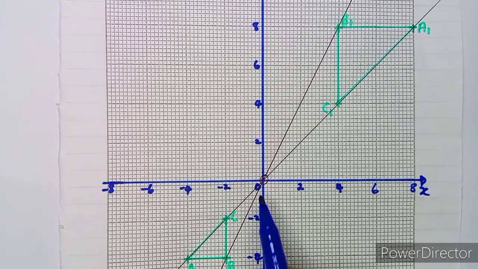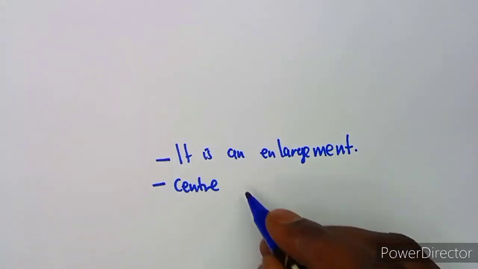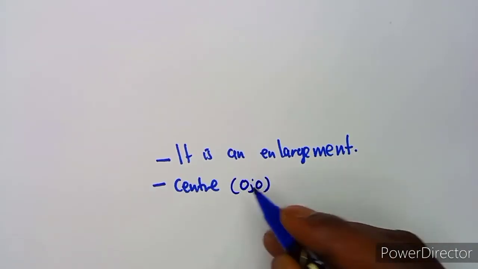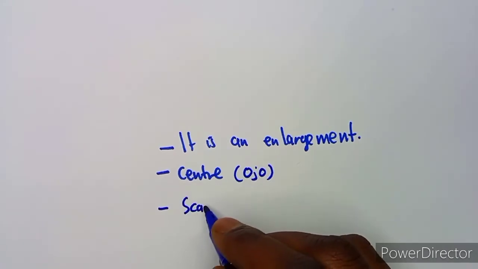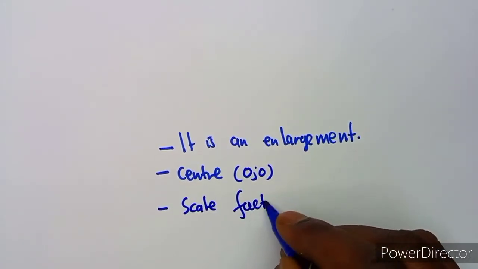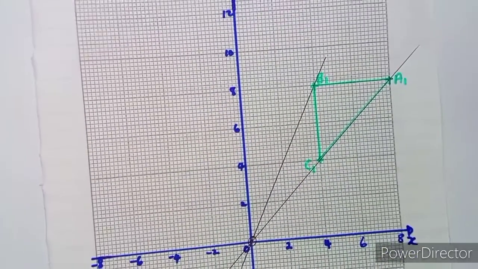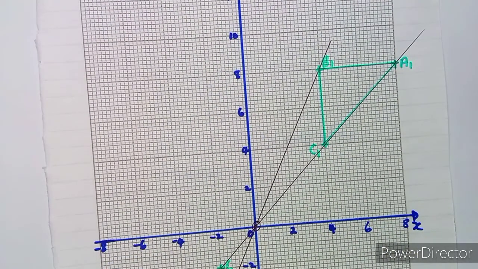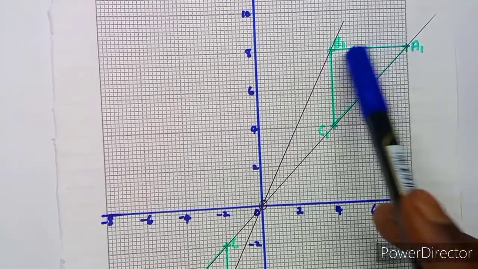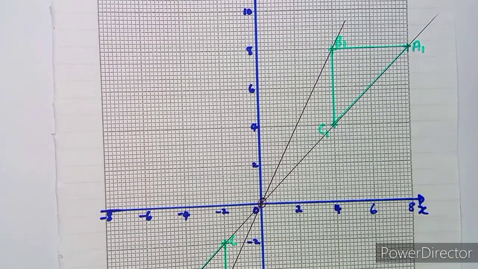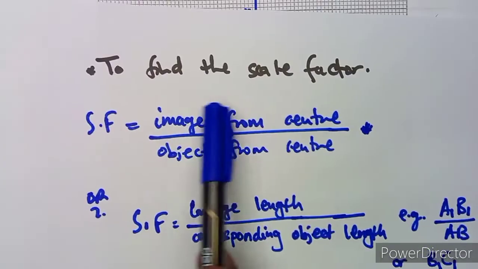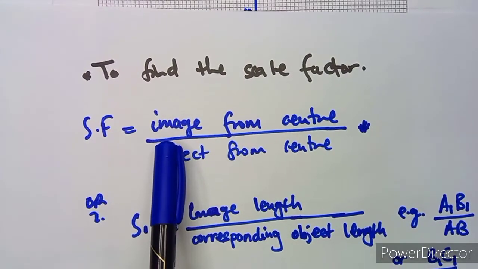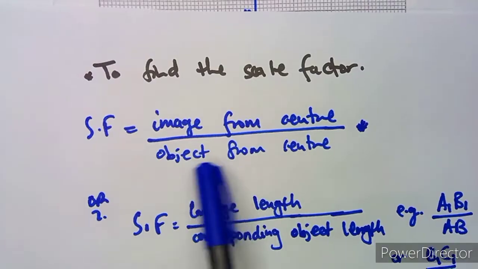They meet at what? At 0, 0. Okay, so this is our center. So center 0, 0, that is the center of enlargement. Then we need the scale factor. Scale factor. So remember, already we have determined, because we saw that it was increased by 2, but we want to know, is it -2 or positive 2, because here I said of the direction for you to find the scale factor. So you're going to measure the image from center over object from center.